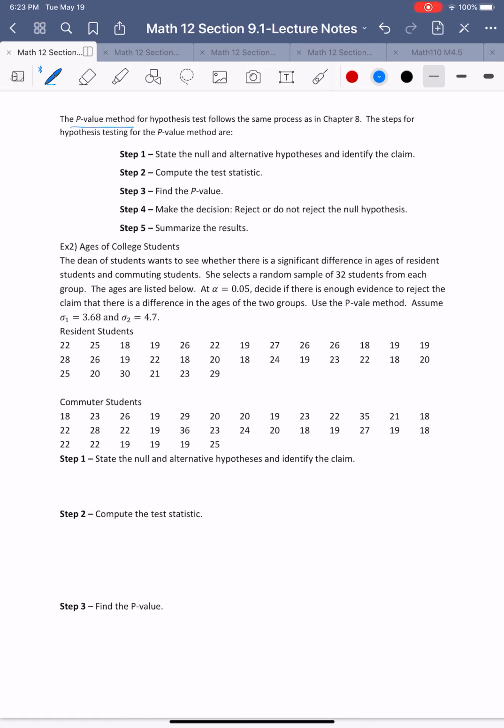So in step 1, we need to state the null hypothesis: mu sub 1 is the same as mu sub 2. And the alternative hypothesis is mu sub 1 is not the same as mu sub 2, but this time the alternative hypothesis is the claim. So we need to find the test statistic. In order to find the test statistic, we need to find x bar sub 1. We use the first group, the resident students, and find the x bar, which is 22.2.